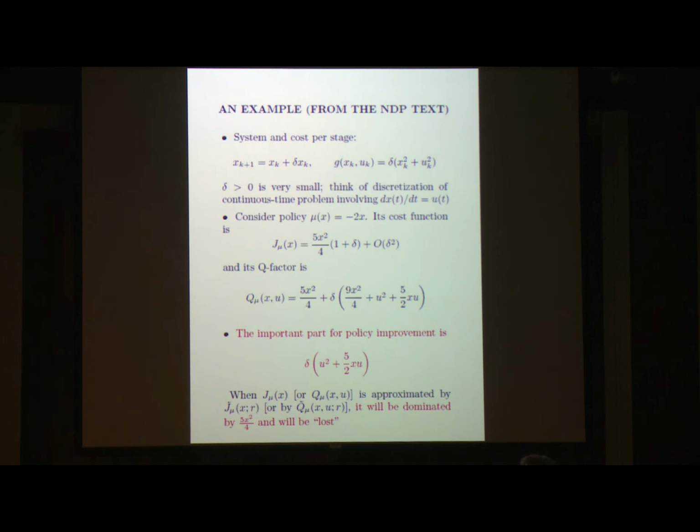So if you try to apply TD lambda, Q learning, whatever, with approximation, then the important part of this Q factor is going to be washed out completely. For comparing policies at state x, it's only this last term that's significant. That part is constant. It's only the part that depends on u, and it's delta dependent. So you may be approximating something that's big, and the important part may be a small variation on that, but the approximation does not capture that at all.